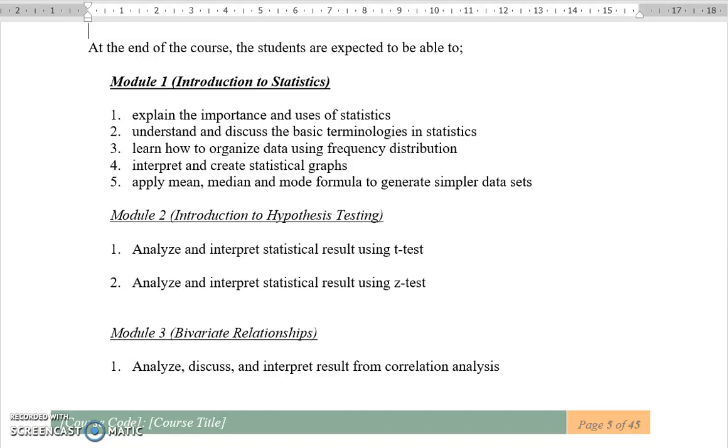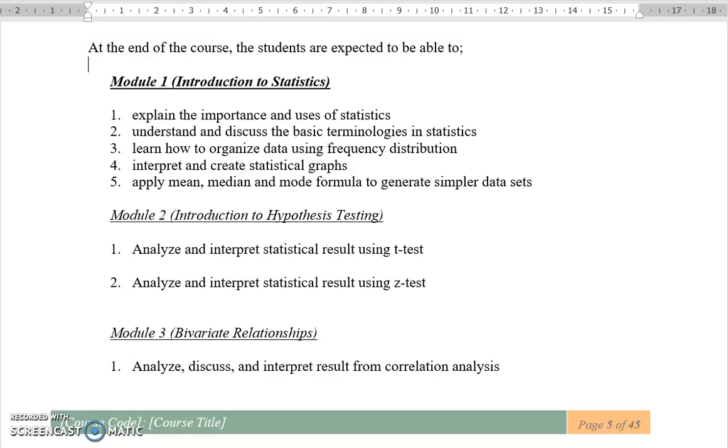We will also learn how to organize data using frequency distribution. It's the most common or the basic way of illustrating or organizing our data. And then we will be interpreting and creating statistical graphs. We have different kinds of graphs: bar graphs, pie charts, time series, the line graph. Each of those graphs has a specific application, okay? And lastly, you should be able to apply the mean, median, and mode formulas to simpler data sets, or to determine the central tendency of our data sets.